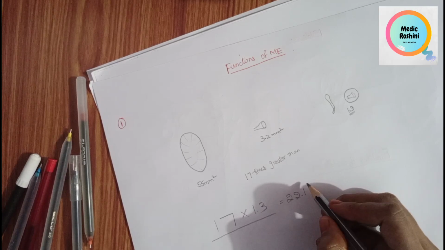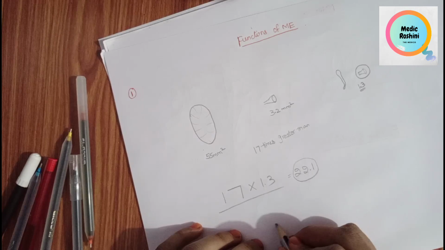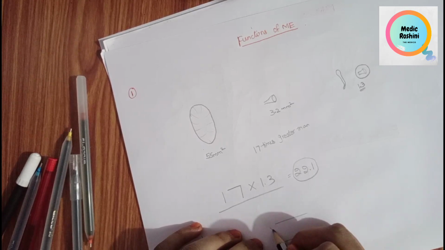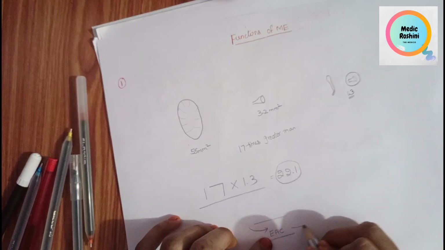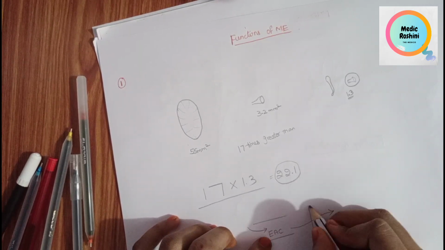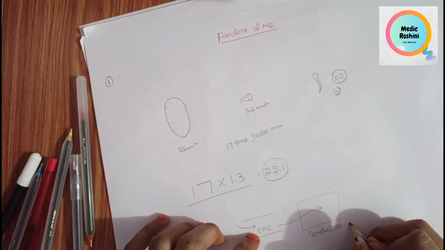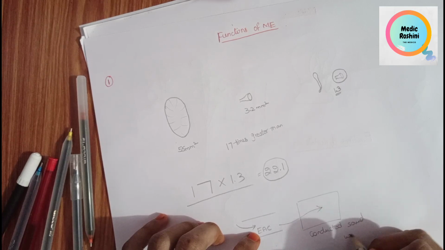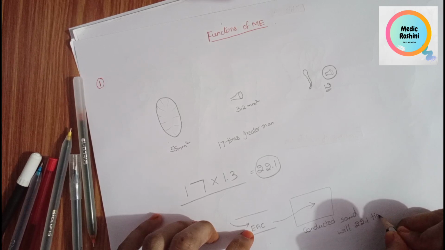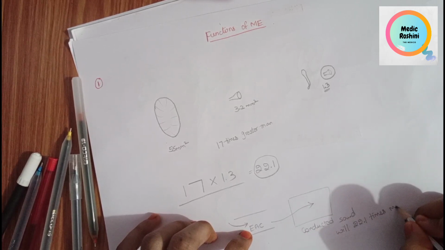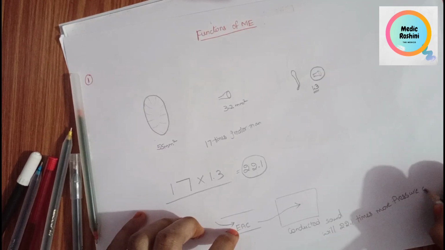In this, see here, the sound waves which are transmitted to the external acoustic meatus, these conducted sound waves will exert 22.1 times more pressure on the oval window.